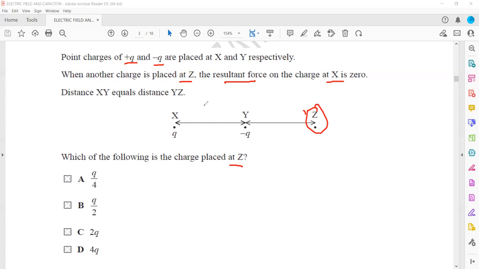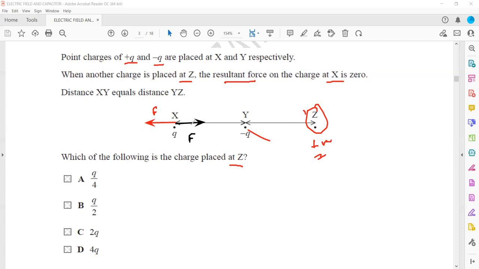So first, let us work out, this is plus and minus, so what is the direction of the force? The direction of the force on X due to Y is in this direction. Now, we want the resultant force to be 0. How? It means a positive charge must be placed here. Between these two positive charges, we need the force F, but that points outward.